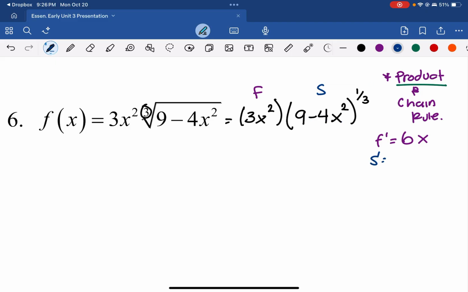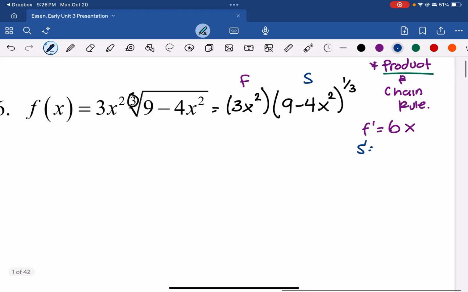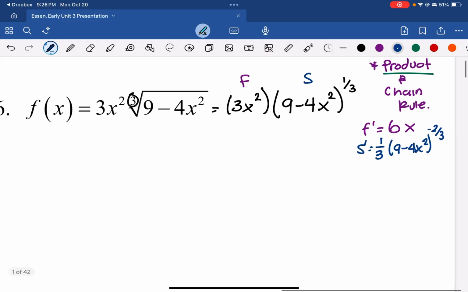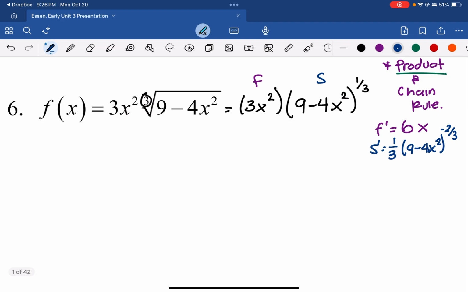So we have to use the chain rule for that. So that's my 1/3 times 9 minus 4x squared, right? So the derivative of the outside with the inside still there. 1/3 minus 1 gives me a negative 2/3. I'm also running out of room here. Let's move these guys.